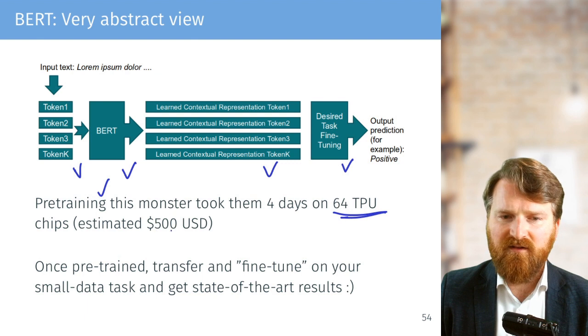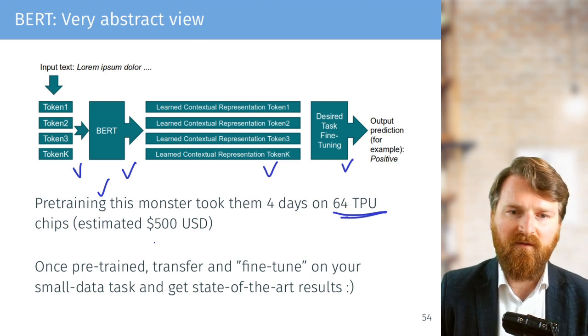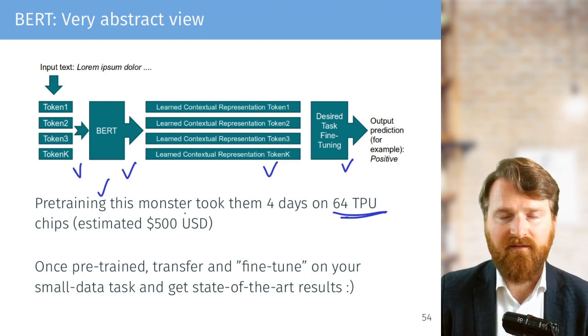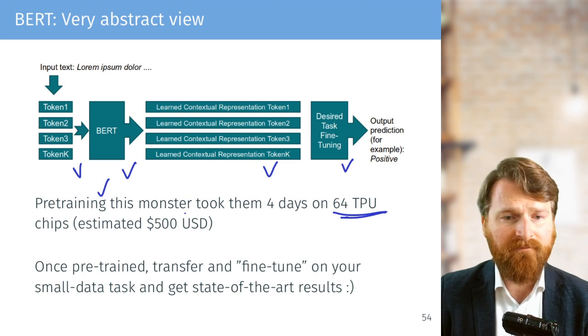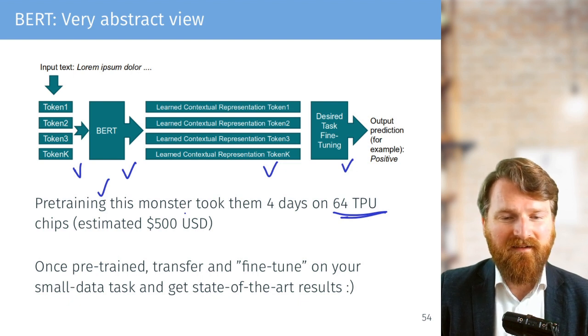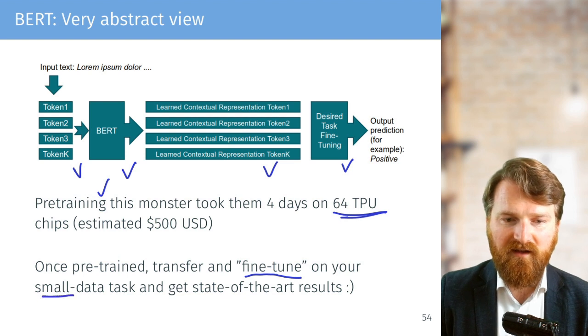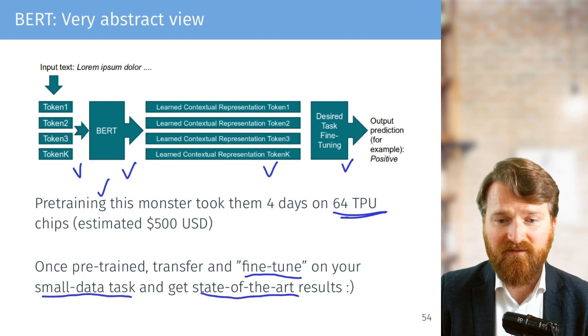I guess 500 is just way too little. It must have been much more. Anyway, depends. Costs are changing and GPUs are available, and I guess you could train BERT nowadays much cheaper. But there are bigger models that you might want to train. And the point is, once this thing is pre-trained, you can just transfer and fine-tune on your task. So you just train, for example, on sentiment analysis, and you just run on your small corpus, small data task, and you would get state-of-the-art results.